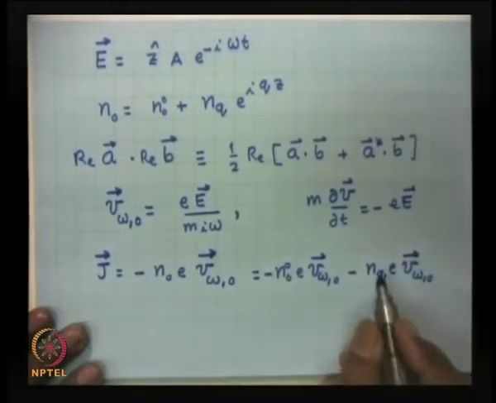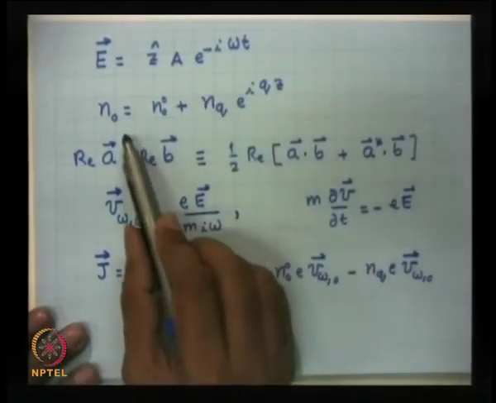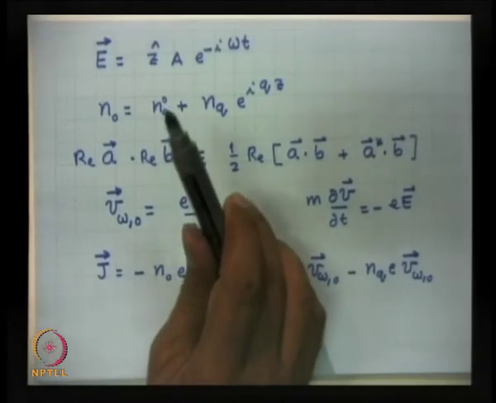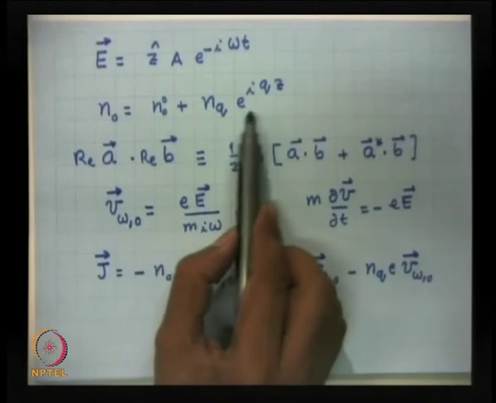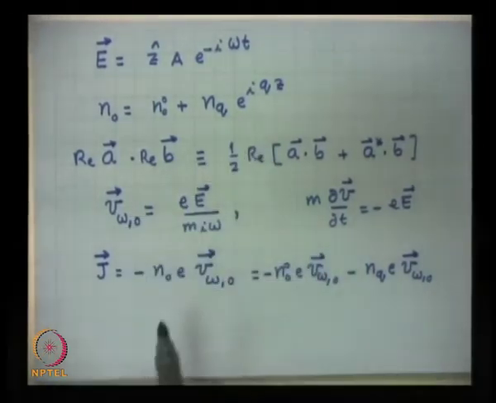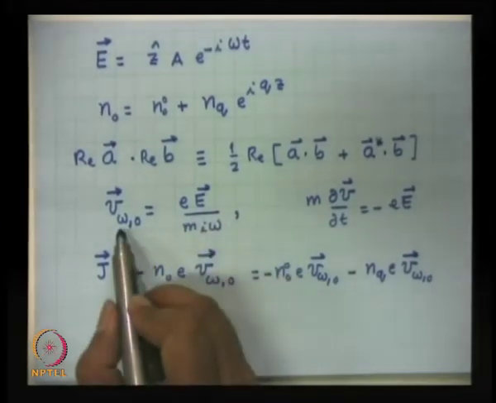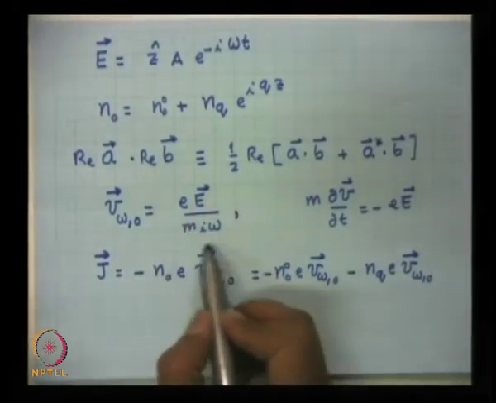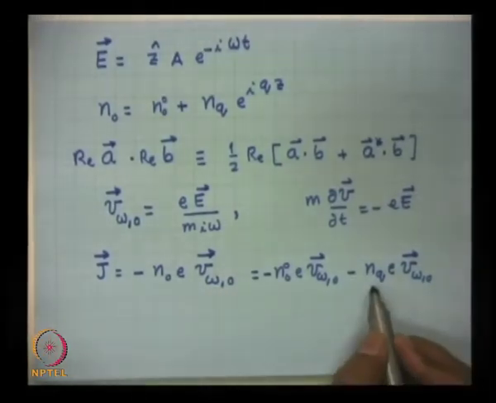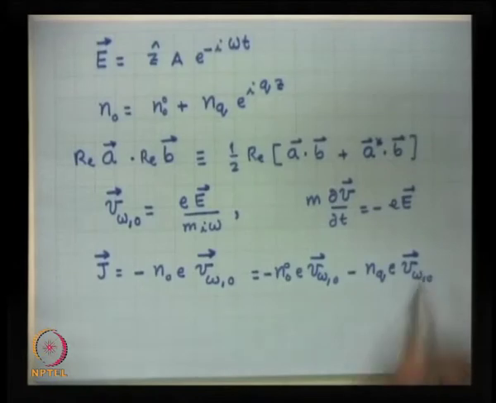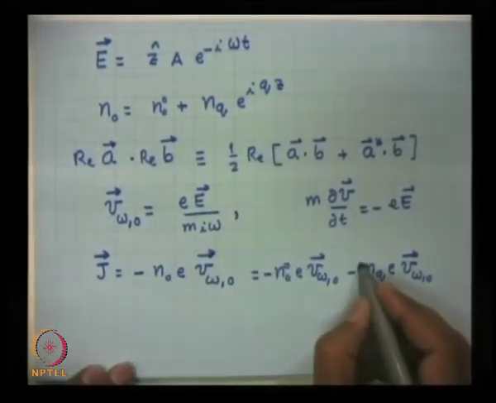Now, please remember, I have to multiply the real part of this quantity. Density is a physical observable, it cannot be complex. I have written in a complex notation implying that a real part of this quantity is implied. Similarly, v omega 0 is also a physical quantity which is the real part of the complex number. So, here what I have to do, a real part of this is to be multiplied with the real part of this, and using this identity I have to put a half in there.